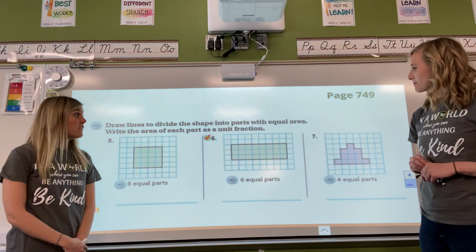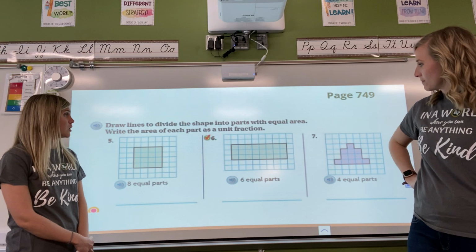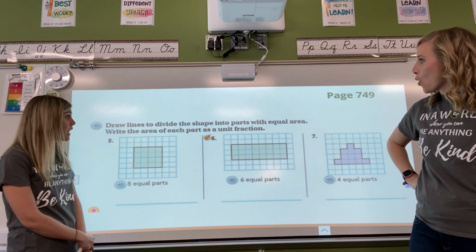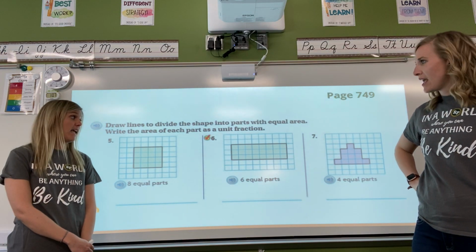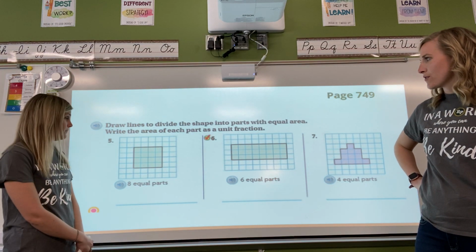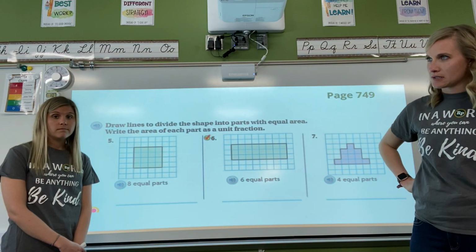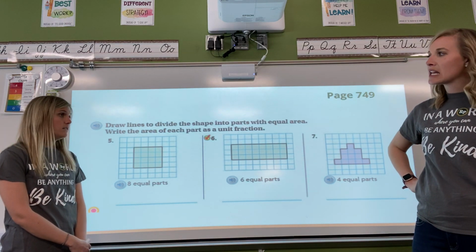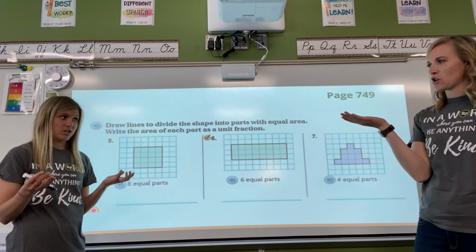All right, we're on page 749, and it says draw lines to divide the shape into parts with equal area. So now we're not worried about them being the same shape. It just has to have the same area. All right. So the first one, 5, it says 8 equal parts. So you have to make it into 8 equal parts with the same area. So we should probably figure out the area first.